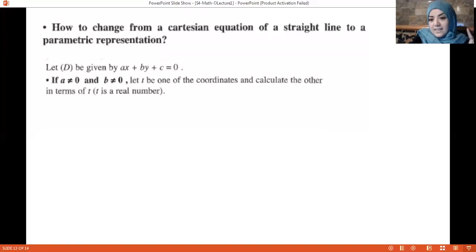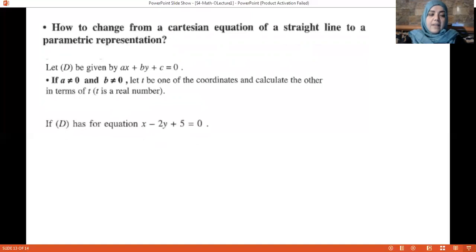In this case, suppose I have a complete Cartesian equation. What's the meaning of complete? That means I have A, B, and C, none of them is 0. Okay? Then let us take an example. This is a complete Cartesian: x minus 2y plus 5. So all the x and y and the coefficients are represented.